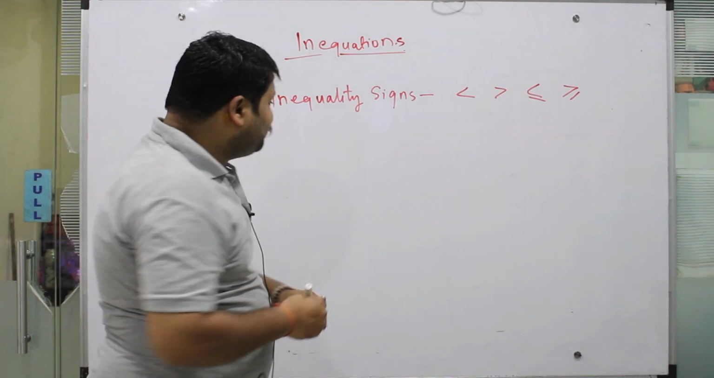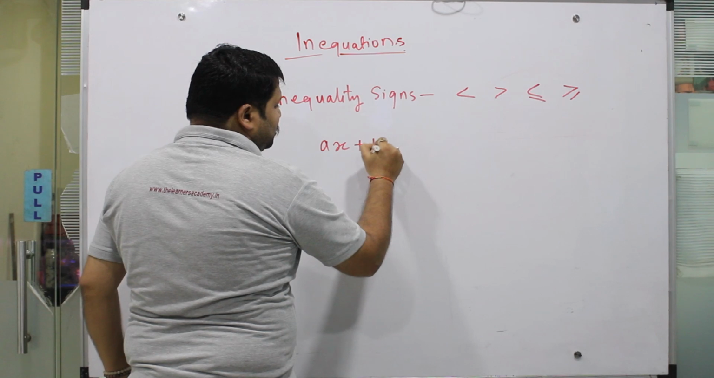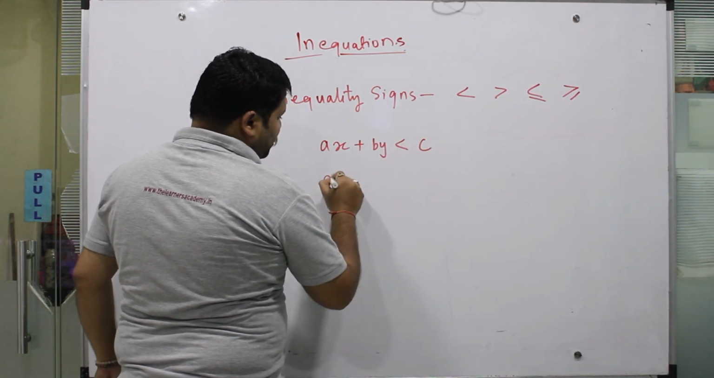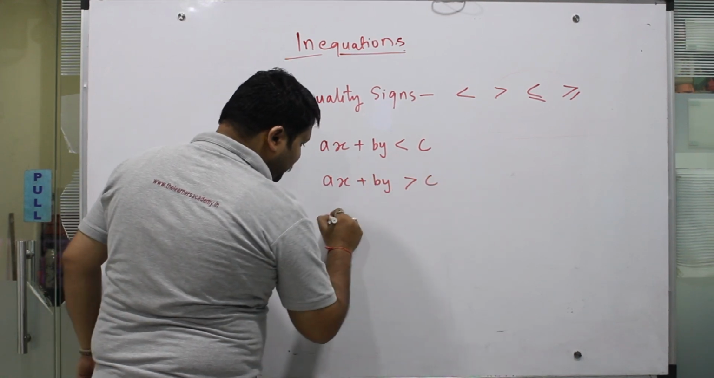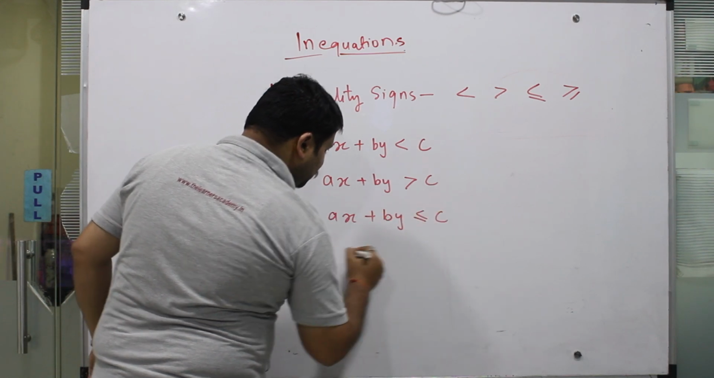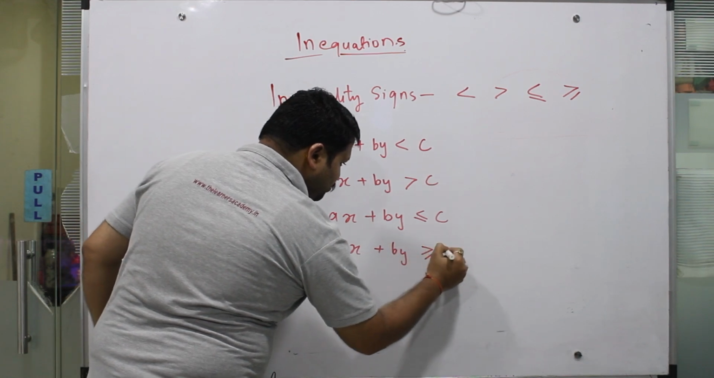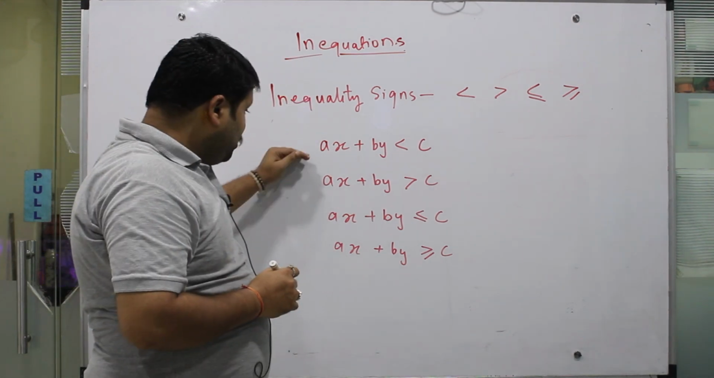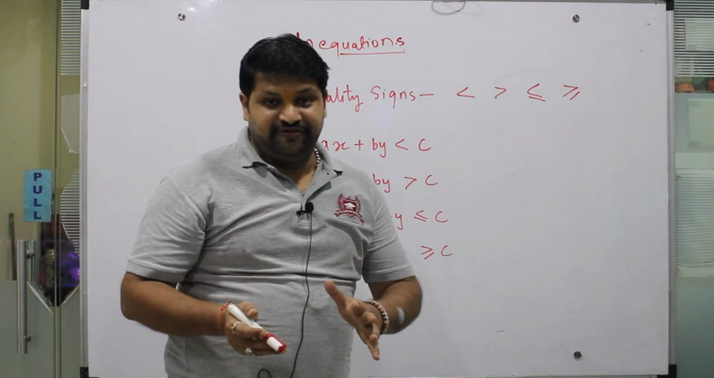The standard form of a linear inequation would be ax plus by is less than c, ax plus by is greater than c, ax plus by is less than or equal to c, or ax plus by is greater than or equal to c. So we got 4 inequations here. 1, 2, 3 and 4. All 4 of them would mean different.